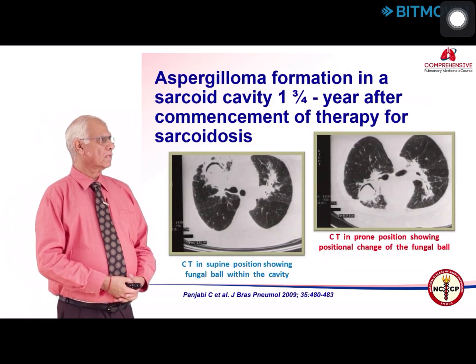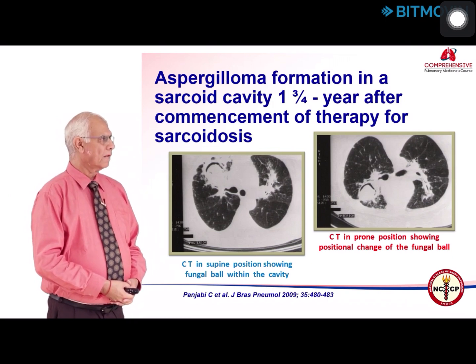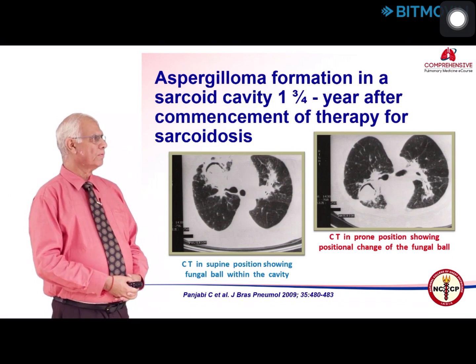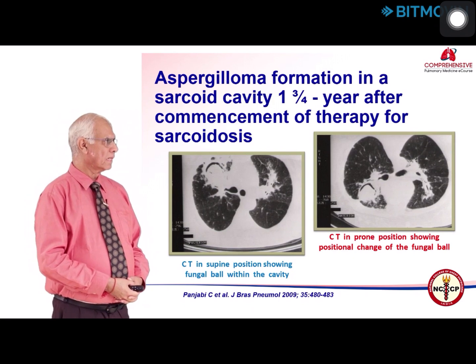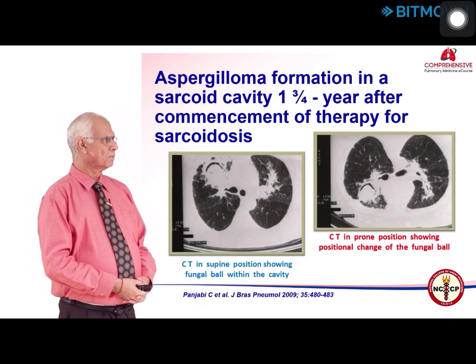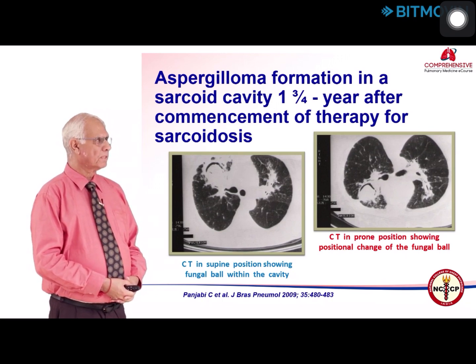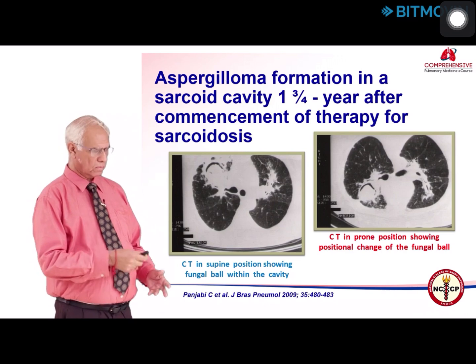Nearly 2 years after commencement of therapy for sarcoidosis, the patient had hemoptysis, and when we got a CT done, lo and behold, we found an aspergilloma within the cavity. The first panel on the left is the CT in the supine position, showing a fungal ball within the cavity, and in the prone position you can see there is a positional change of the fungal ball.